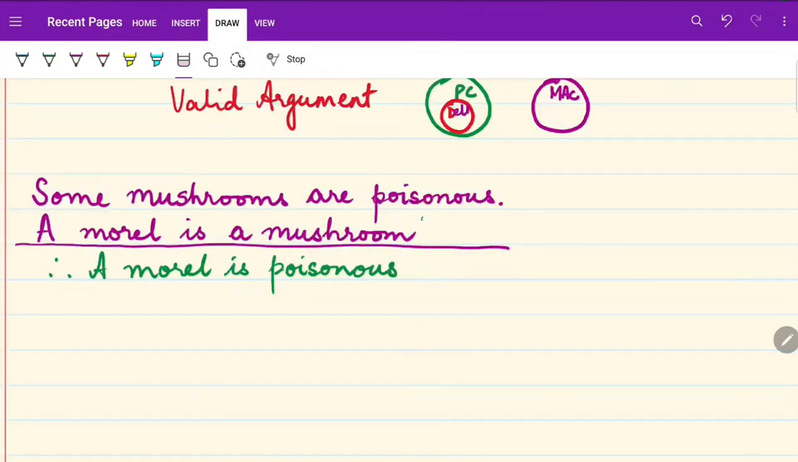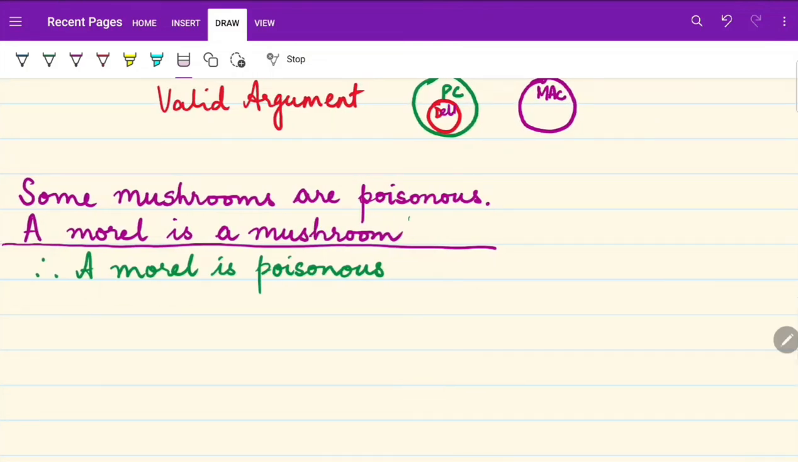Let's look at another argument now. This one for the first premise reads as some mushrooms are poisonous. And then the second premise says a morel is a mushroom. And then the conclusion is therefore a morel is poisonous. All right. So again, we will first draw the picture, the diagram for the first two premises.